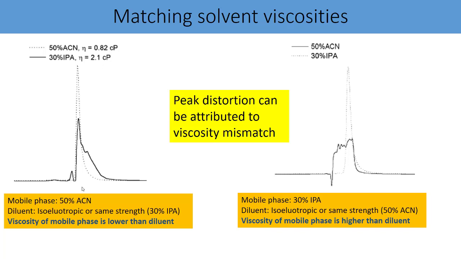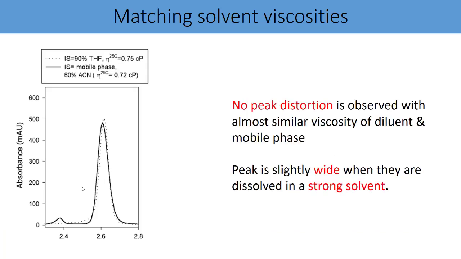So you can attribute this finding to the viscosity mismatch. The viscosity of mobile phase and viscosity of diluent is having a huge difference, and because of that you are getting the distorted peak shapes. In case you reduce the viscosity difference, and here is the example on your screen, the diluent and mobile phase are having almost similar viscosities.